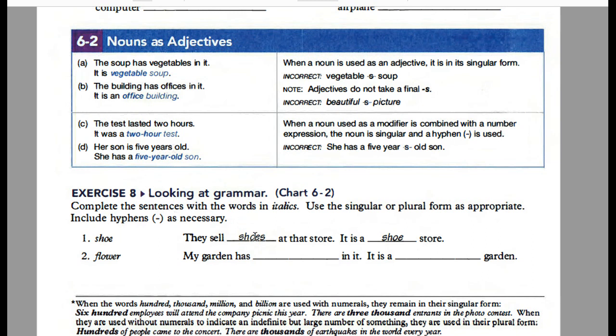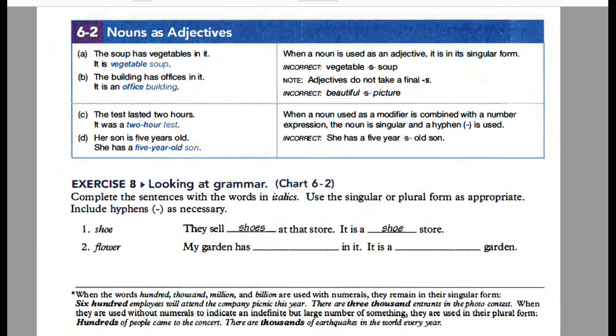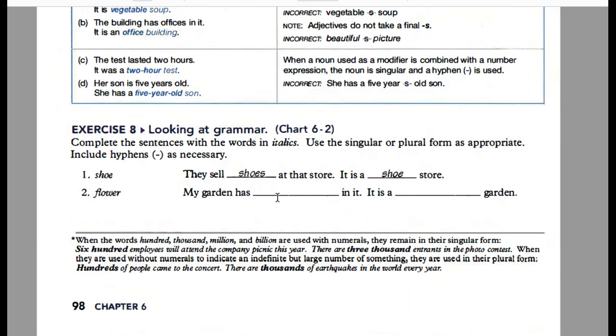And you can find here an example. They sell shoes at that store. It is a shoe store. My garden has flowers in it. It is a flower garden. So we keep it here like flowers, plural, and we make it here singular. Fine.